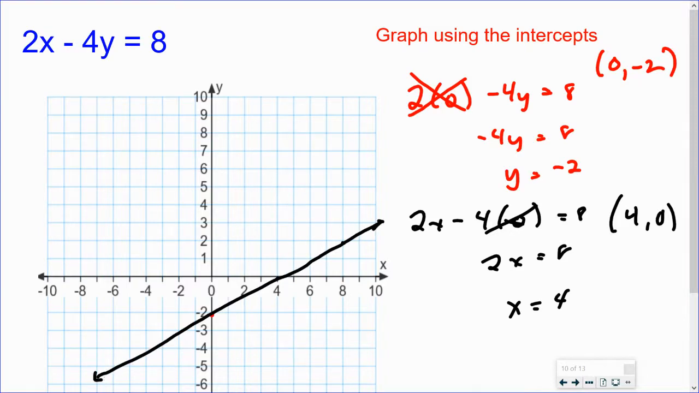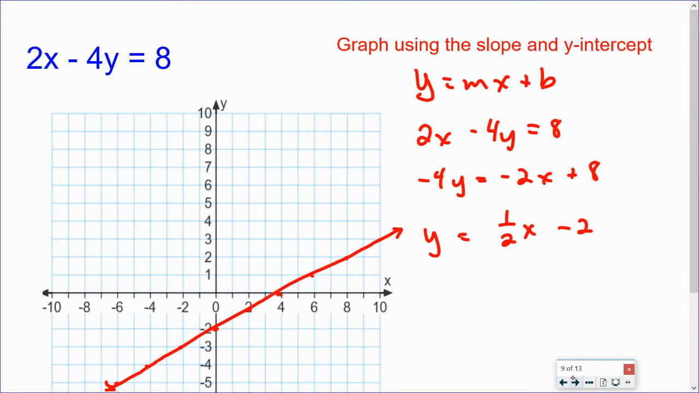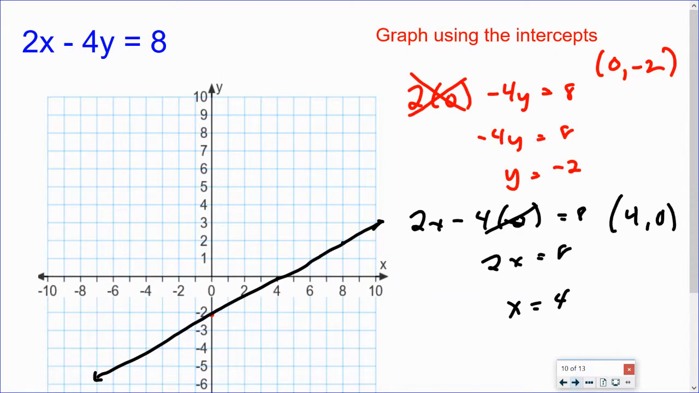Okay. Notice those are the same thing. Same exact line. Goes through the same points. Now, this one, if I were seeing this problem, if I didn't have any directions, I'd just graph this using this format. See how the 2 and the -4 play nice with the 8? Since they play nice, I would do that.